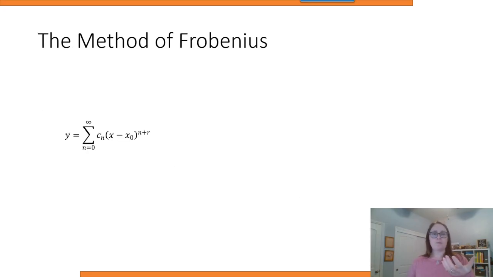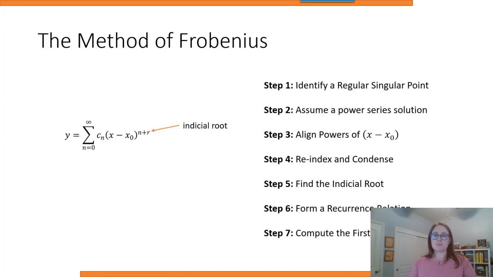Okay, so with the method of Frobenius, I'm going to add that plus r to my exponent to make that little adjustment since I'm dealing with a regular singular point instead of an ordinary point. We call that r the indicial root. It doesn't make sense why we call it a root yet, but when we see how we're going to come up with that value, that's where it comes in. And so the method is pretty similar to before with some extra steps.